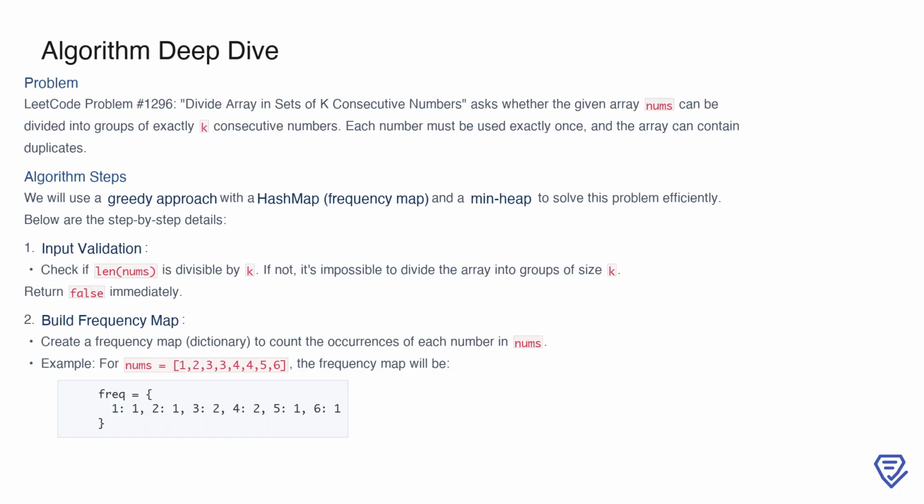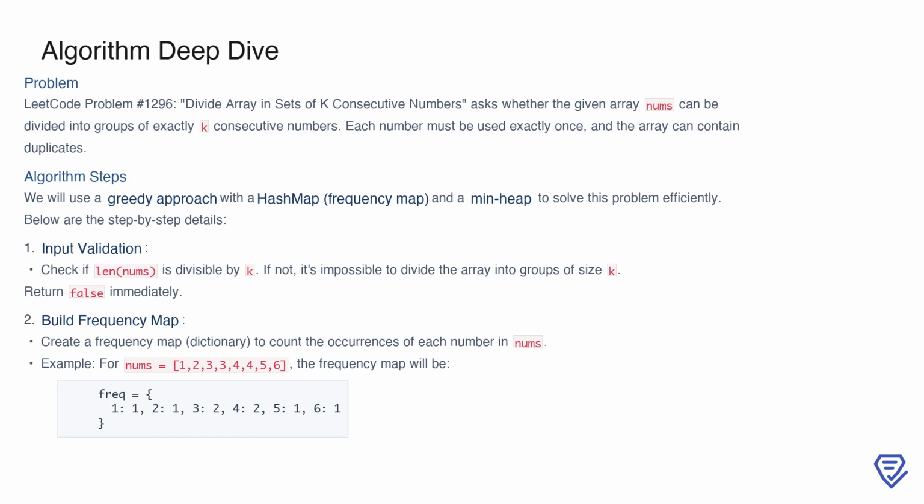In this problem, we are tasked with determining whether it is possible to divide the given array, nums, into groups of exactly k consecutive numbers. Each number must be used exactly once, and the array can include duplicates. To solve this efficiently, we will use a greedy approach combined with a frequency map, which tracks the count of each number, and a min heap to ensure we process numbers in ascending order. Let's break the process into steps.